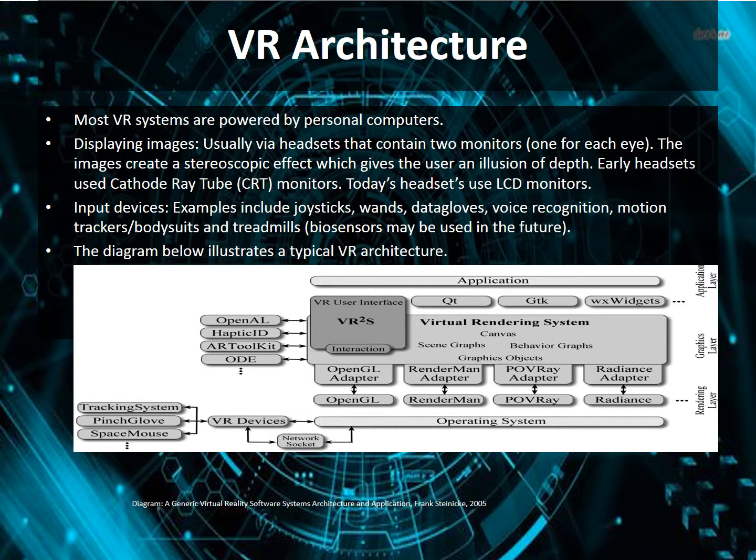VR systems are powered by personal computers. There are usually headsets that contain 2 monitors, one for each eye. The images create a stereoscopic effect which gives the user an illusion of depth. Today's headsets use LCD monitors. Other input devices include joysticks, wands, data gloves, voice recognition, motion trackers, bodysuits, and treadmills. This diagram depicts a generic VR software systems architecture.